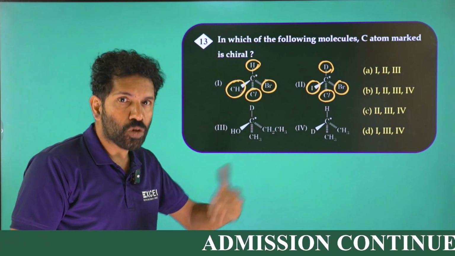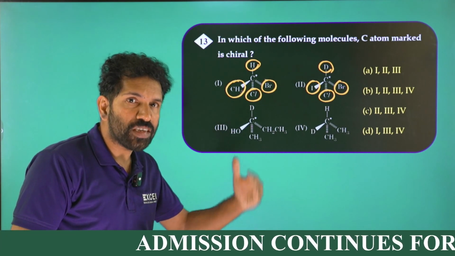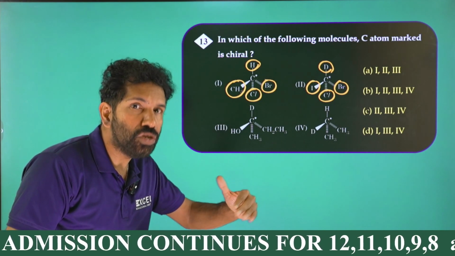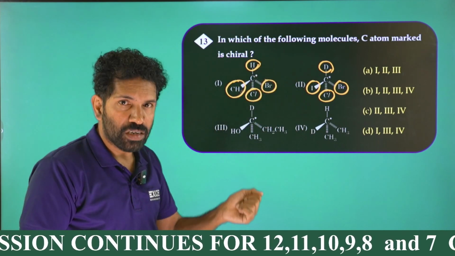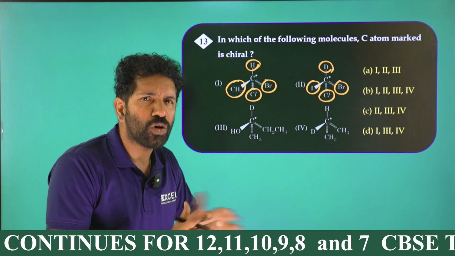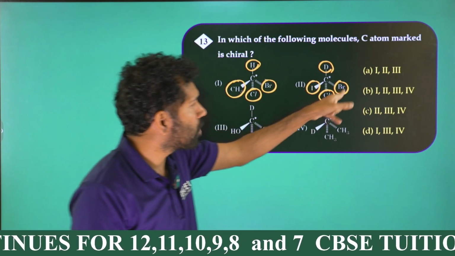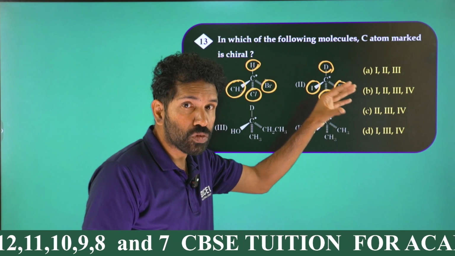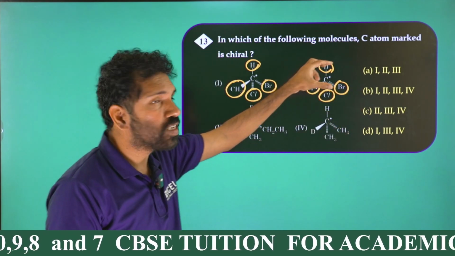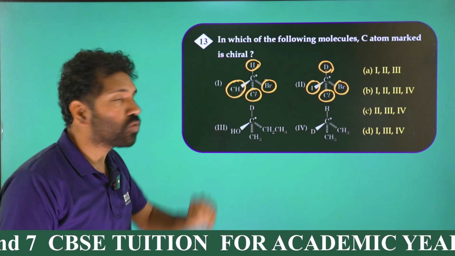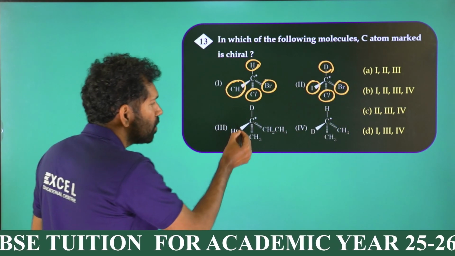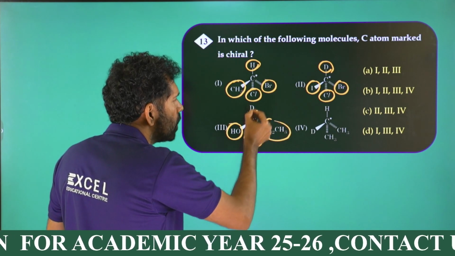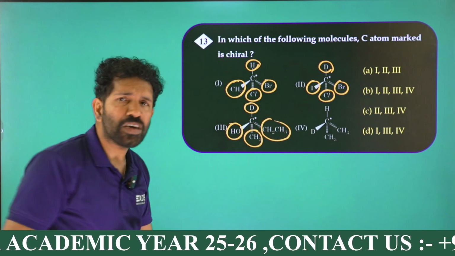D is nothing but deuterium. You studied isotopes of hydrogen. Hydrogen is mentioned as H. Deuterium, the heavier isotope of hydrogen, is called D. Don't worry about it. So these groups are all different: deuterium, iodine, chlorine, bromine. So we can consider this as a chiral carbon. This is also a chiral carbon. And what about this? Here you have OH, here you have CH3, here you have CH2CH3, here you have D. This is also a chiral carbon.